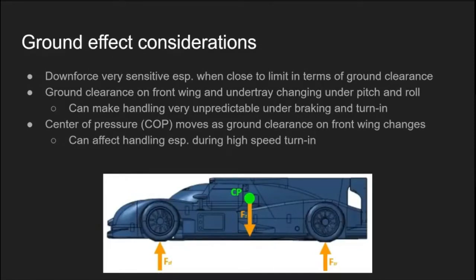So these are considerations you have to keep in mind when you're designing a front wing and under tray working in ground effect. You have to keep it within the limits. You can't really run it too hard to the limits, because it changes so much dynamically that it can have pretty adverse effects on handling itself.